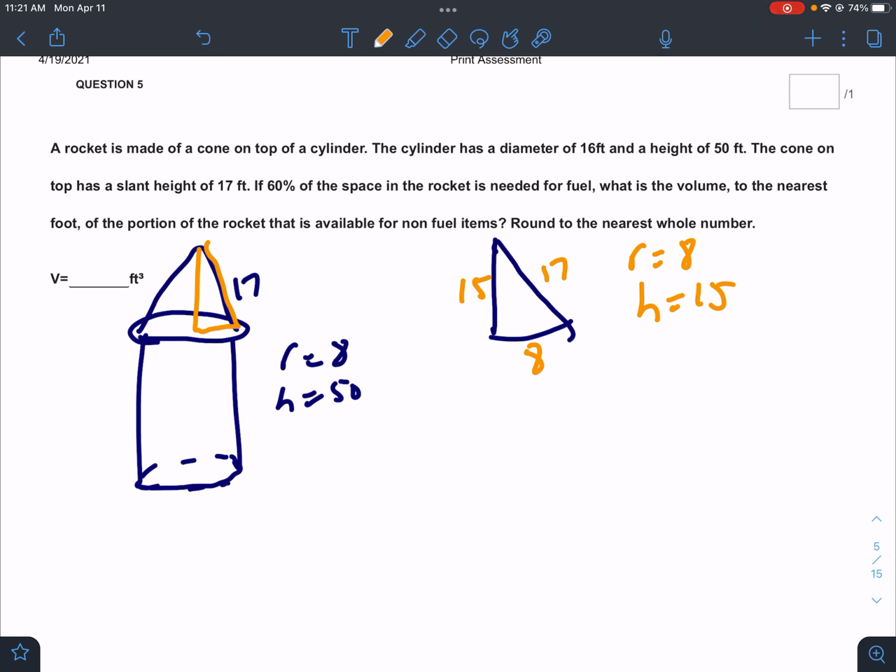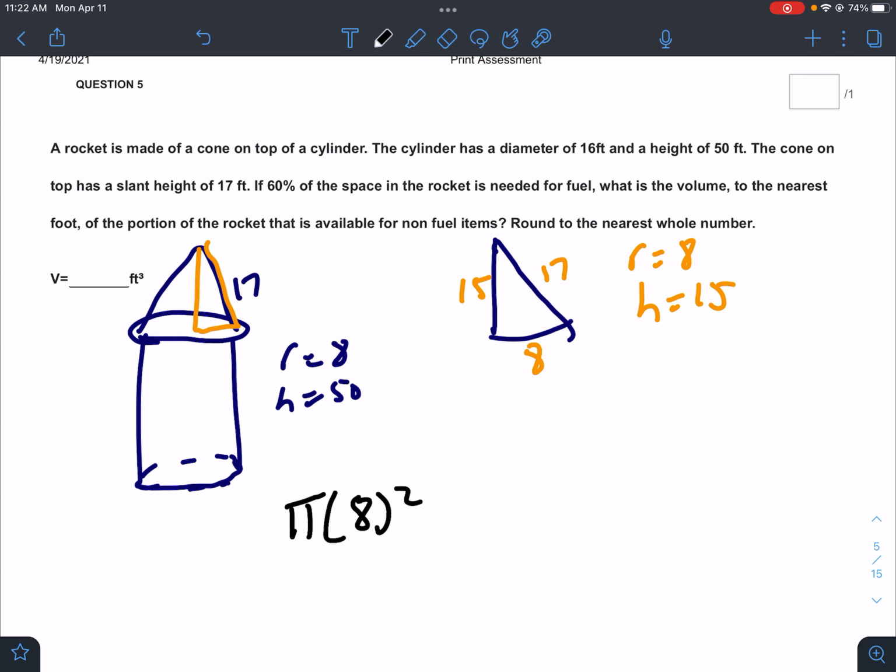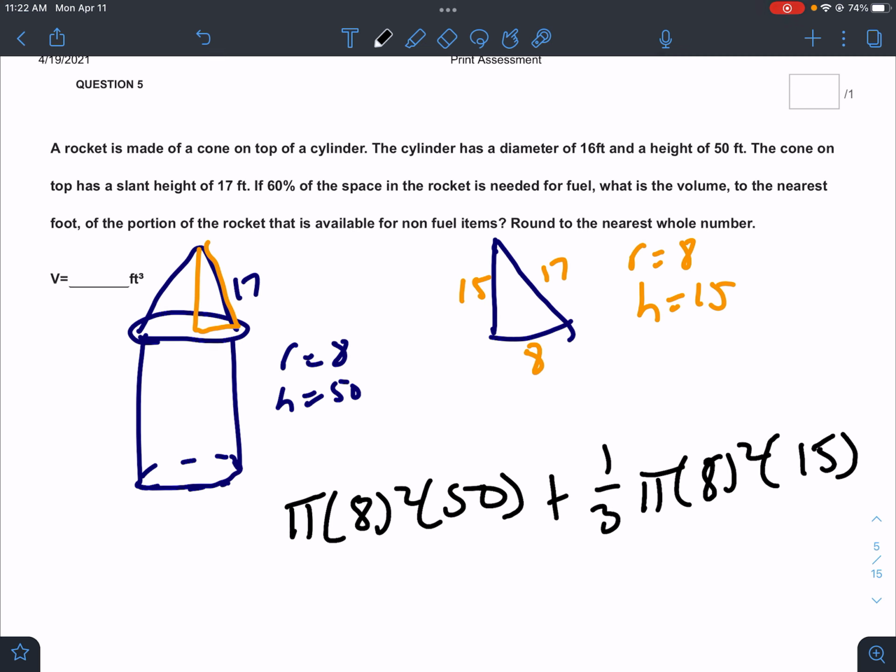If 60% of the space in the rocket is needed for fuel, what is the volume to the nearest foot of the portion of the rocket that is available for non-fuel? So let's get the total volume. The total volume would be pi times the radius squared times the height for the cylinder, plus 1/3 pi times the radius squared times the height for the cone. So let's get what that is. That'd be 64 times 50 plus 64 times 15 divided by 3, and I get 3520 pi.